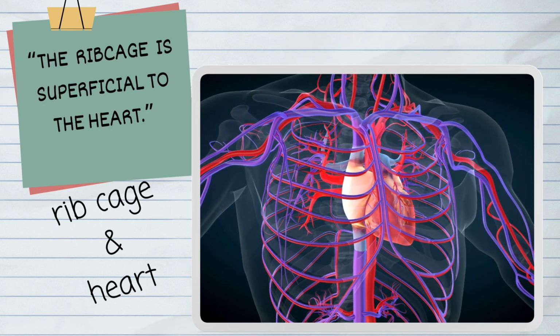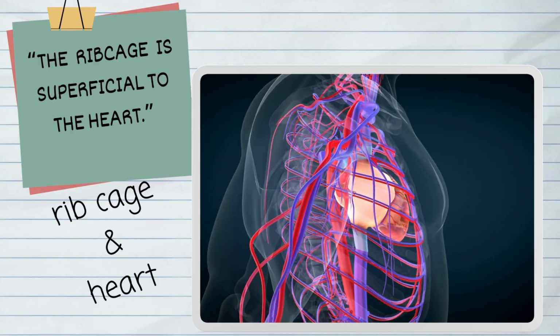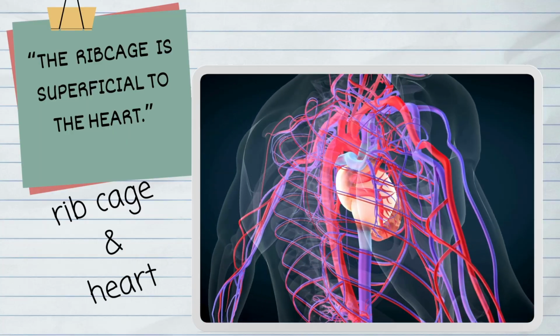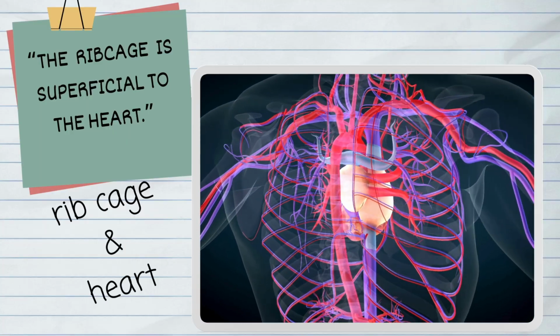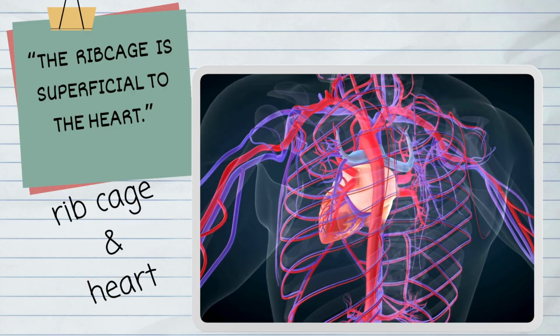But if we compared the rib cage to the heart, that would flip. So the rib cage would be superficial in relation to the heart, but your heart would be deep in relation to the rib cage.